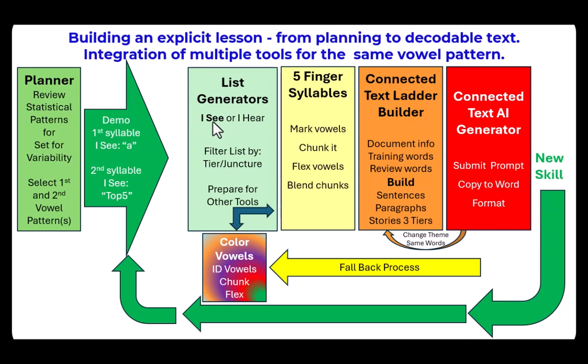I will have 2, I see or I hear. We'll be able to filter the list by tier and juncture and the vowel spellings and vowel sounds. As we build that list, we're going to prepare the results for other tools. We'll discuss color the vowels, 5-finger syllables, and the connected text, which is a ladder builder where we're going to build sentences, paragraphs, and stories. And we will use ChatGPT to generate the output based off the ladder specifications.